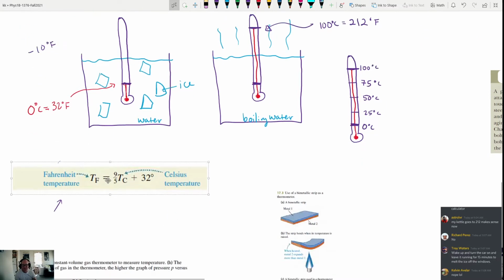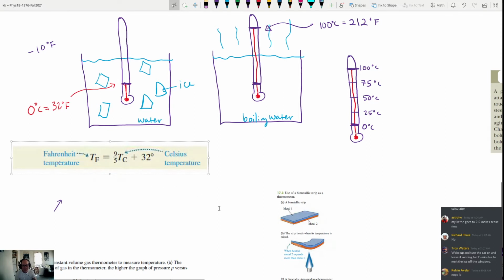All right, so this is how you convert from Celsius to Fahrenheit. It's a very simple equation. I'm not going to go through an example. I'm quite confident that you all can use this equation, right?